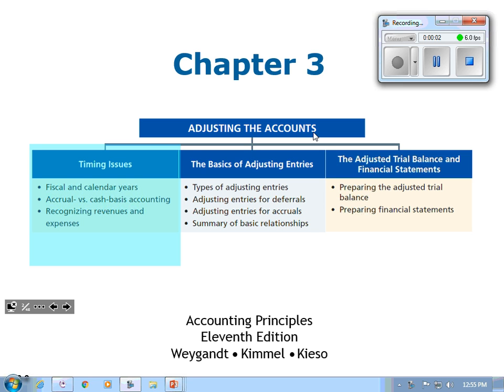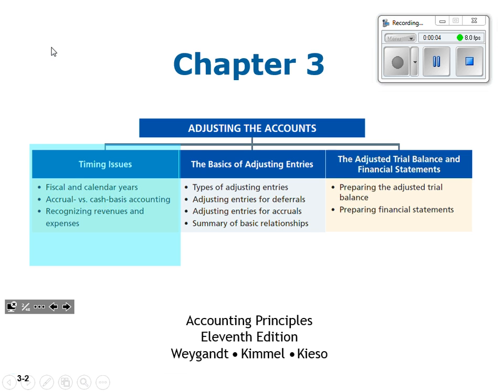Welcome officially to Chapter 3. It might look like a short chapter, but you read, you took notes. There's a lot to it, and there's a lot of little intricacies that get kind of confusing. I plan on talking about timing issues, the first section today, the basics of adjusting entries.